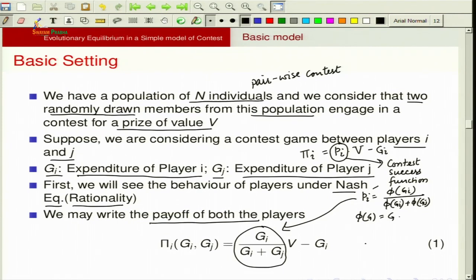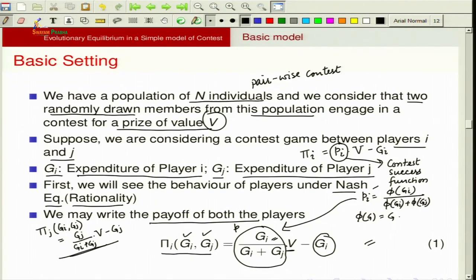Now we can interpret this payoff function. The payoff of any player i as a function of g_i and g_j, the effort levels of both players, equals the probability of winning for player i multiplied by the prize value V, minus the effort level of player i. Similarly, the payoff of player j as a function of g_i and g_j is g_j upon g_i plus g_j multiplied by V, minus g_j. Precisely, we should call this the expected payoff of player i and player j. This is for player i, and this is for player j.